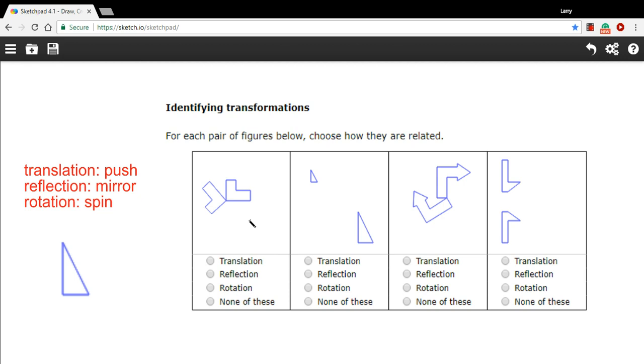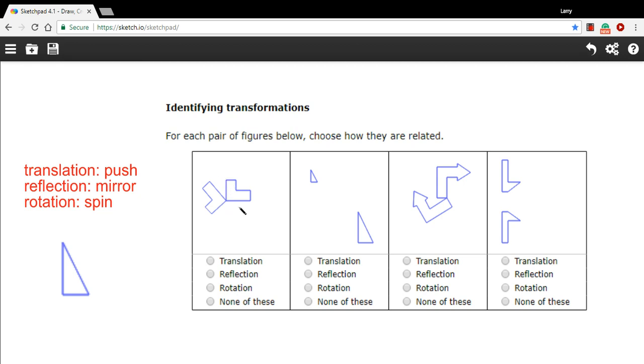Here's this first one. Which transformation is this? They're asking, is it a translation, a reflection, or a rotation? It doesn't really look like a translation, because in a translation, the object stays pointing the same direction. It's just moved away. So this is definitely pointing in a different direction.